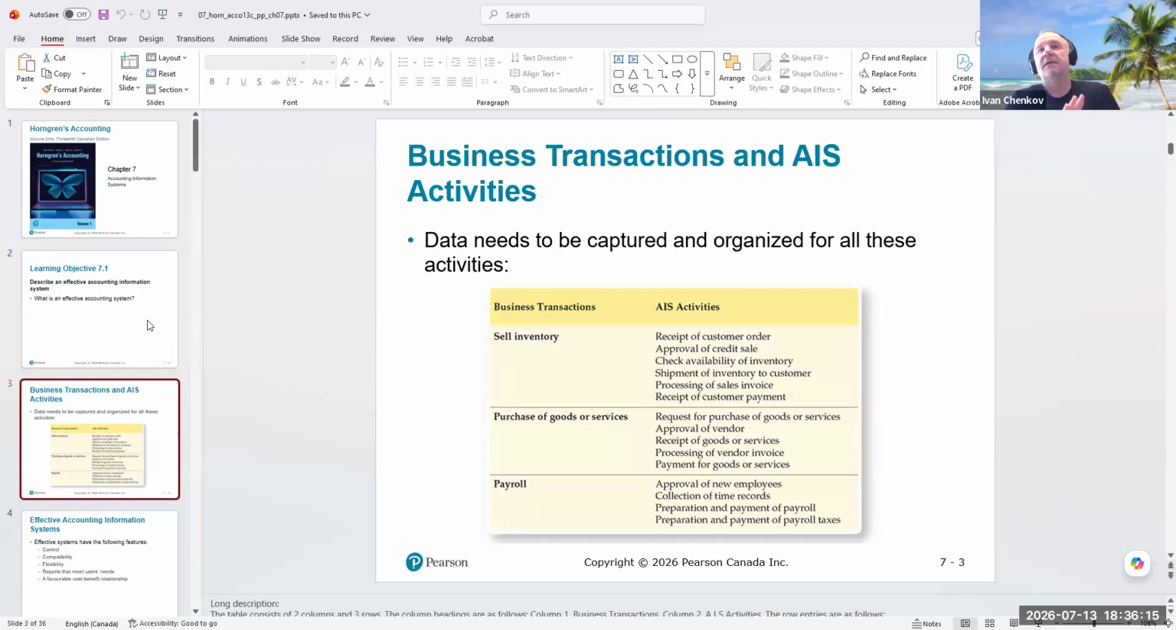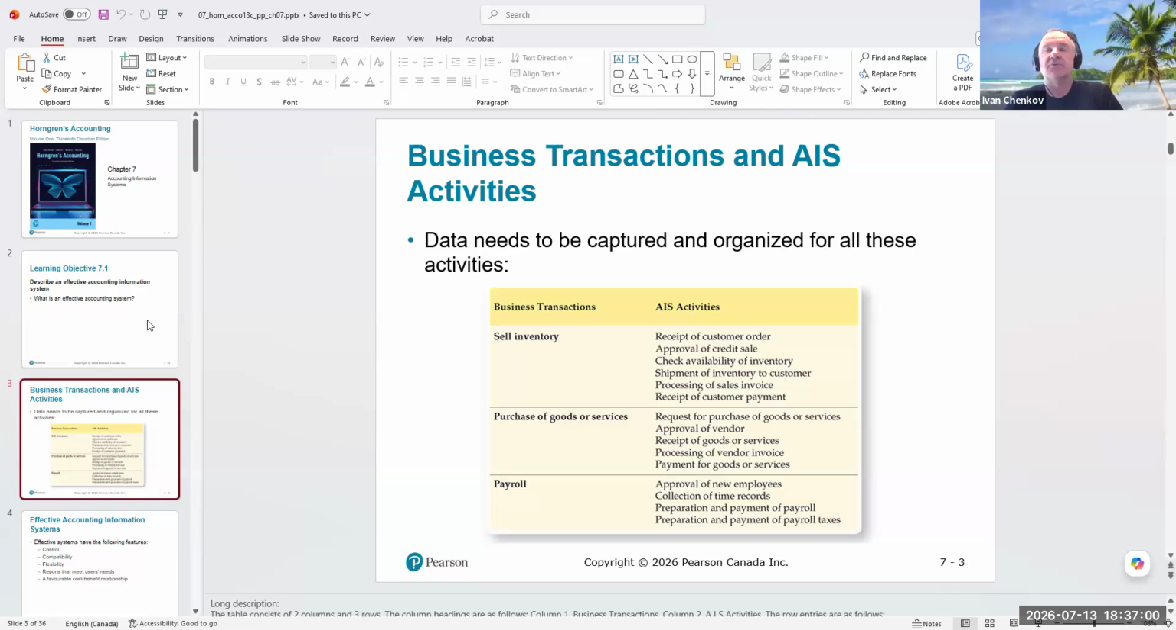Well, obviously, it has to be able to capture all the data and all the activity of the organization. We're going to start with the sales first, since we know that the only way to generate cash for the company is to achieve sales. So the sales will be the first one. When we're selling inventory, we're going to have the receipts from the customers, approval for credit sales, checking availability of the inventory, shipment, processing sales invoices, and getting the cash from the payments for the sales that we just made. So anything related to the selling of what we have in our company.